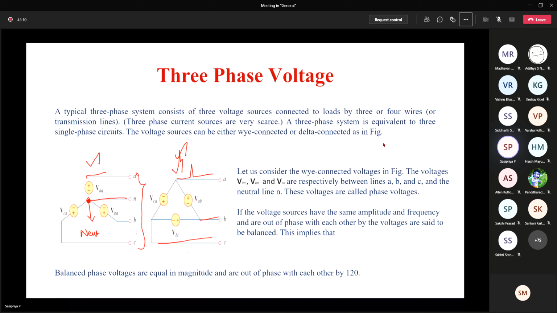Okay, so now when I consider the star connection or a 4-wire system, I can have the voltage between each phase with respect to this neutral terminal. Also I can take the voltage between 2 phases, between phase A and phase B, or phase B and phase C. So here we have 2 voltages, and we differentiate them with 2 terminologies. One is called line voltage, the other one is called phase voltage.